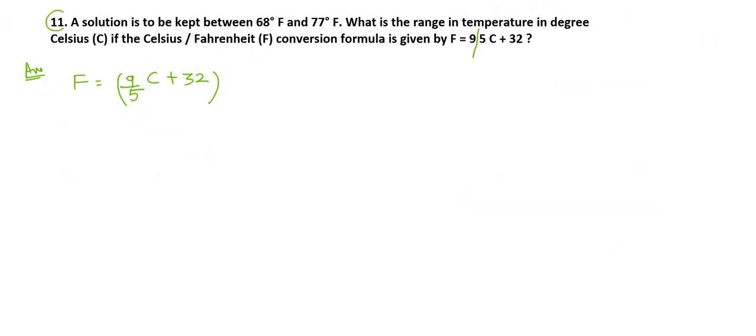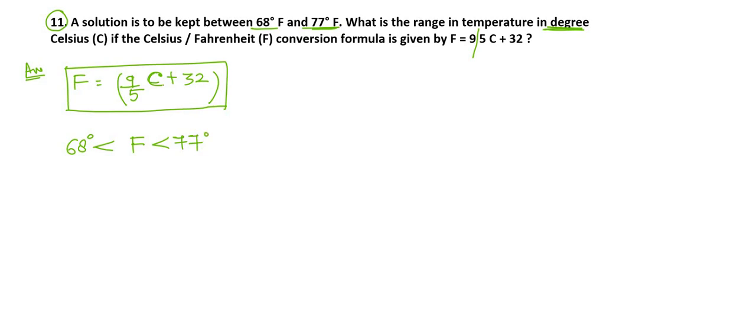This is question number 11 from Miscellaneous Exercise, Linear Inequalities. It is saying a solution is to be kept between 68 and 77 in Fahrenheit. You check the Fahrenheit. What is the temperature range in degrees? This is the relationship given between Fahrenheit and degree centigrade. In Fahrenheit, they are saying the temperature should be more than 68 but less than 77. Fine. So can I write 9 by 5 C plus 32 more than 68, less than 77?